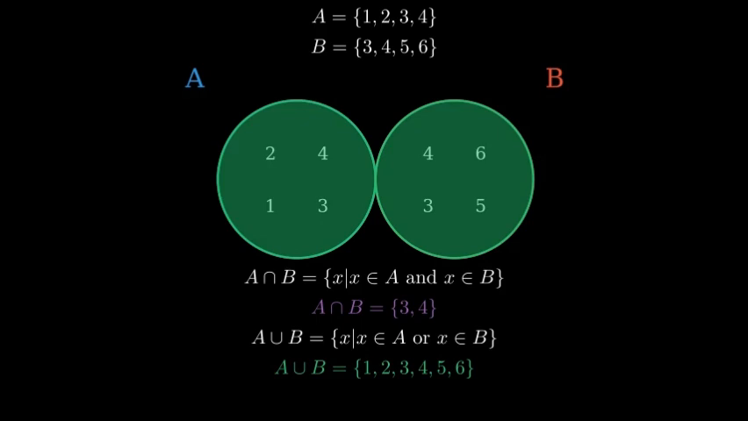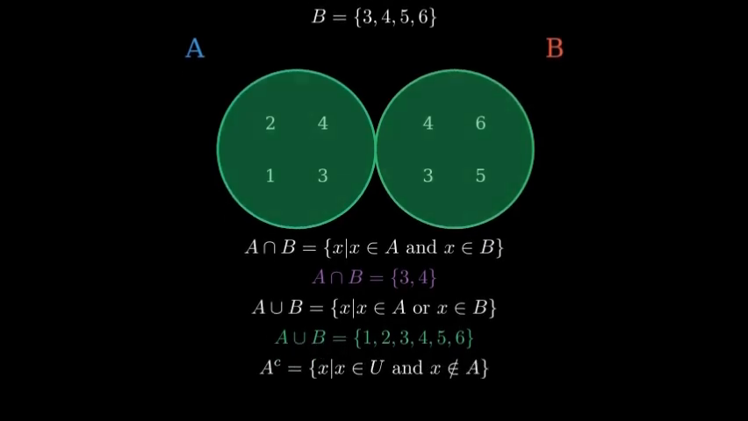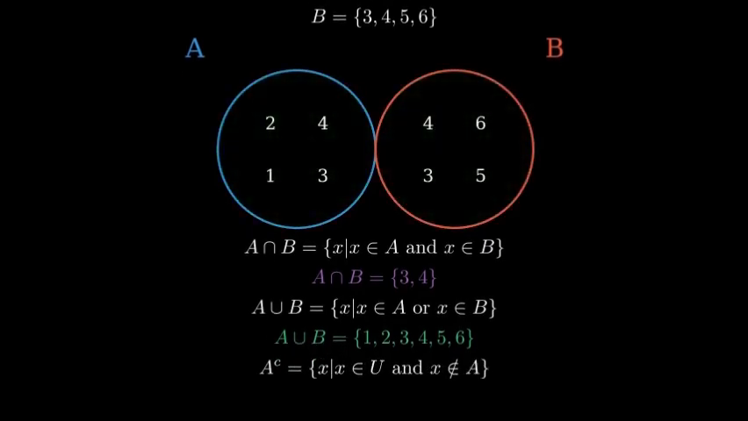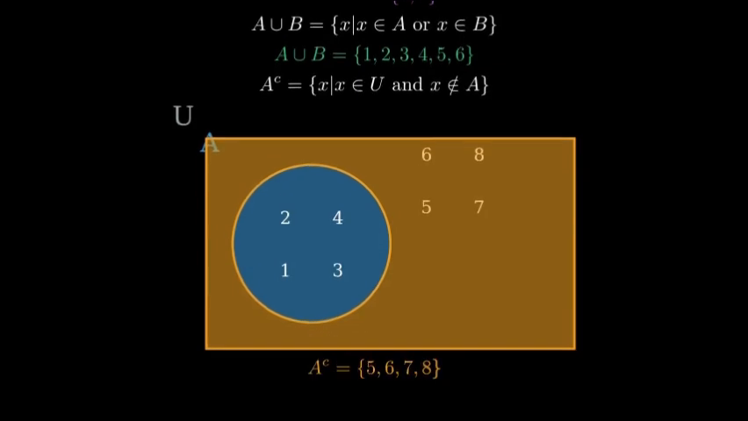Now, let's talk about the complement of a set. The complement of set A, written as A complement, consists of all elements in the universal set that are not in A. The universal set, typically denoted by U, contains all elements being considered in a particular context. In our Venn diagram, if we consider the universal set to be all the numbers from 1 to 8, then A complement would include the elements 5, 6, 7, and 8.